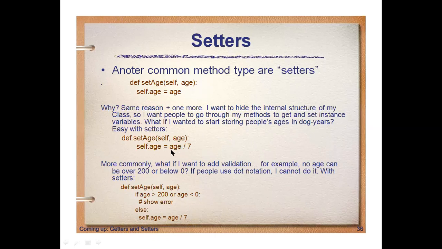A person's age, say 70 years divided by 7, is that person's age compared to a dog's age, only 10. So the person is 70 years. No, no. More commonly, what if I wish to add validation to it? I require it. How can I do that? This is what the setter method is for.